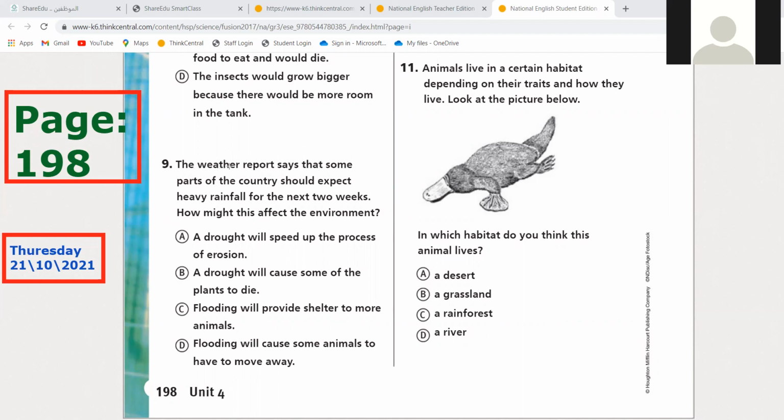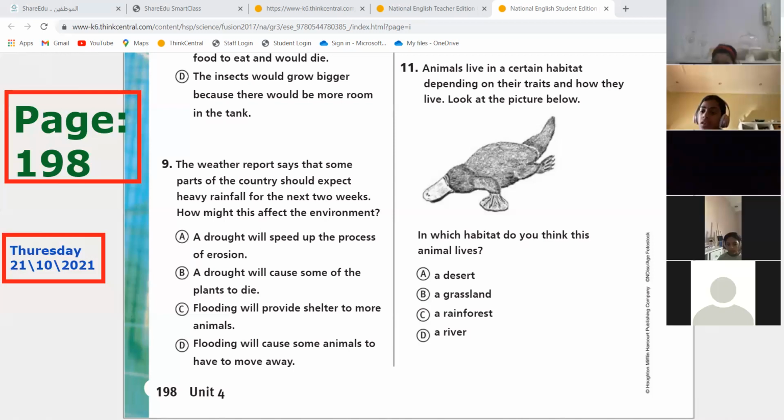The weather report says that some parts of the country should expect heavy rainfall for the next 2 weeks. How might this affect the environment? Bravo, ya Munya. Now, the weather reporter said that it might get rain or heavy rain for the next 2 weeks. 2 weeks of rain? Okay, how might this affect the environment?